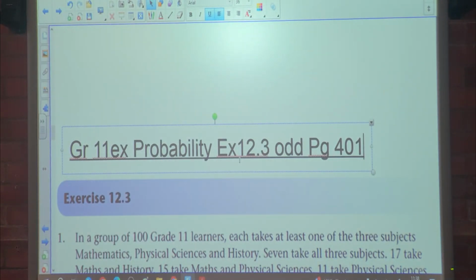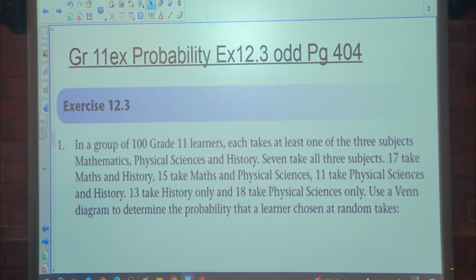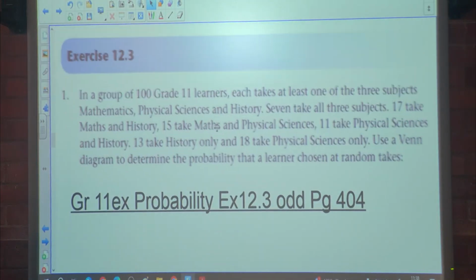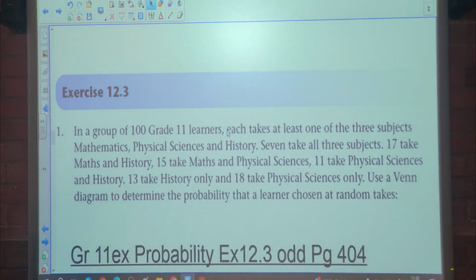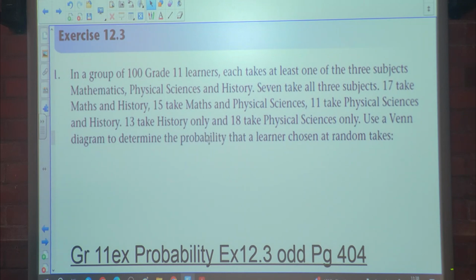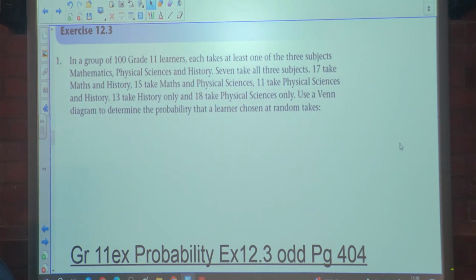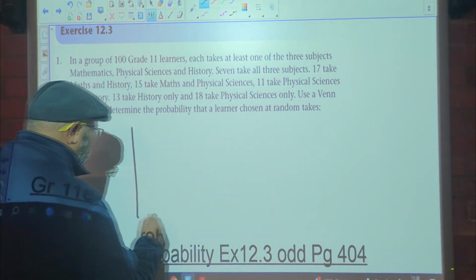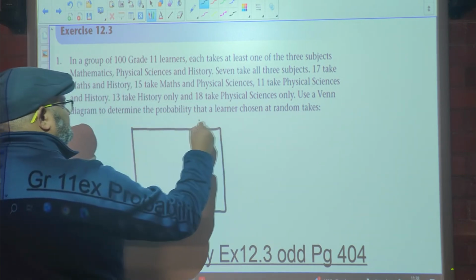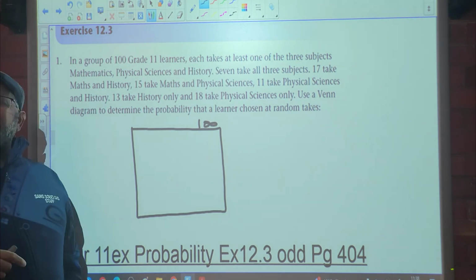So on page 444, now we're going to look at the application of using Venn diagrams. So this is exercise 12.3, number 1. We are told that in a group of 100 grade 11 learners, the group has 100 grade 11 learners. So the sample space will be, each takes at least one of the three subjects. So each of the 100 takes at least one of the three.